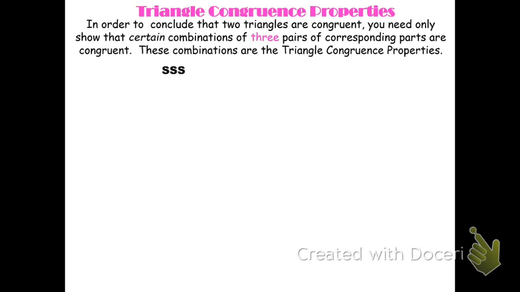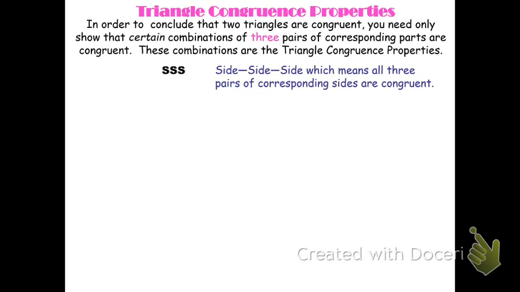The first one is referred to as SSS, or side-side-side congruence. This means we're going to have all 3 pairs of corresponding sides congruent. In the picture, it'll look like this. One pair of sides will have 1 tick mark, another pair of sides will have 2 tick marks, and another pair of sides, the 3rd pair, will have 3 ticks. The 1 and the 1 go together, the 2 and the 2, and the 3 and the 3.